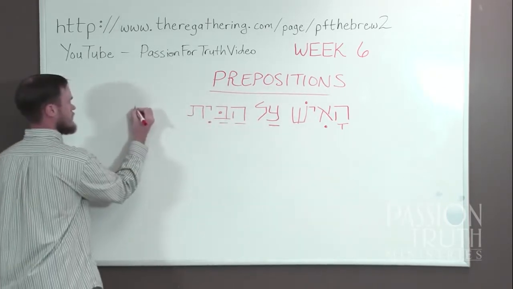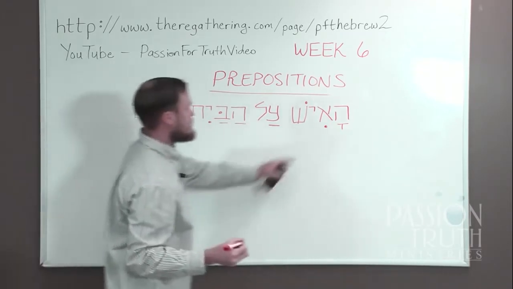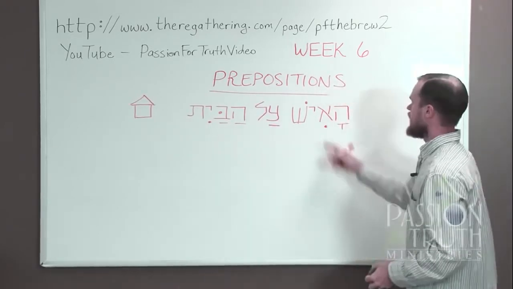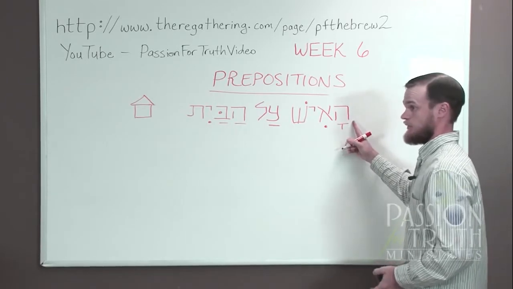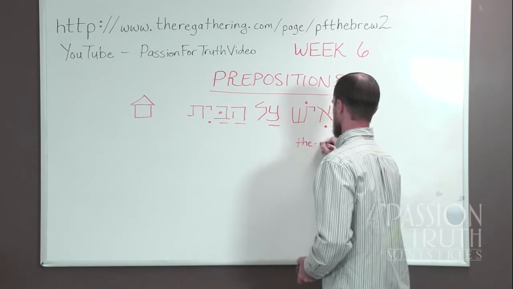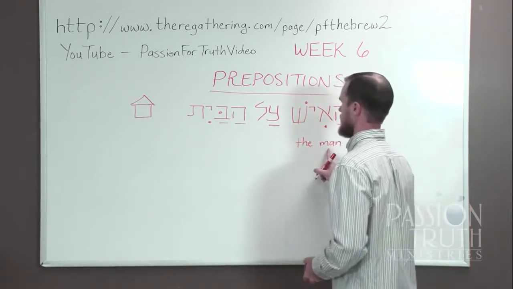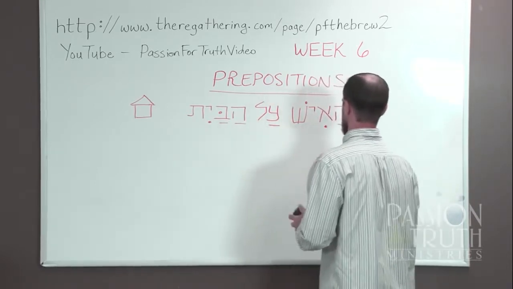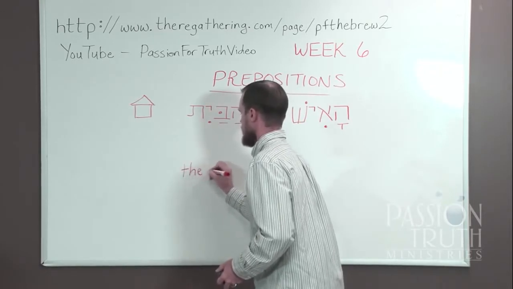Okay, so here we go. Ha'ish al habayit. Ish is man, and we're adding the he, being the definite article, the word the, in front of man. Actually, I'll go ahead and write this out in English, left to right down here. We're starting with the man.